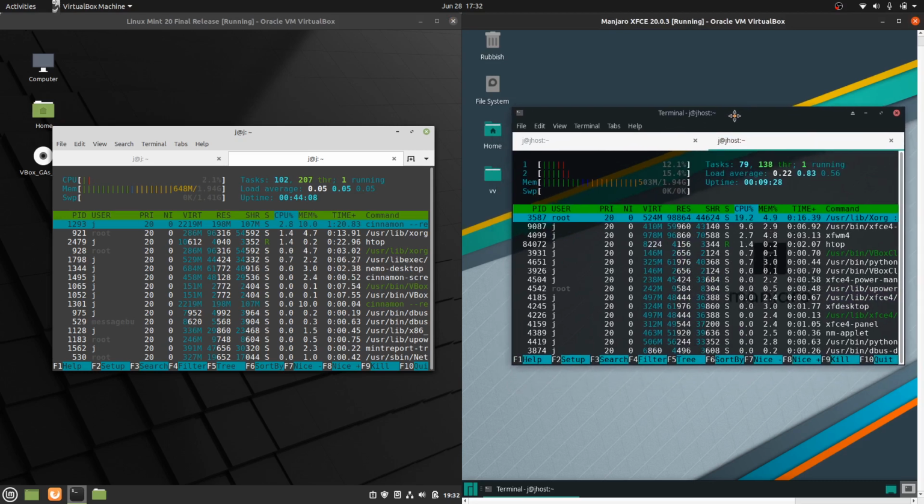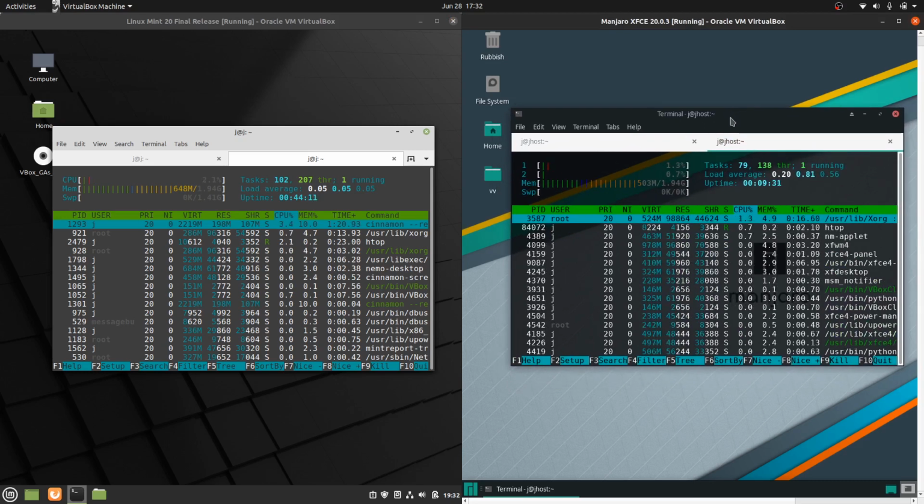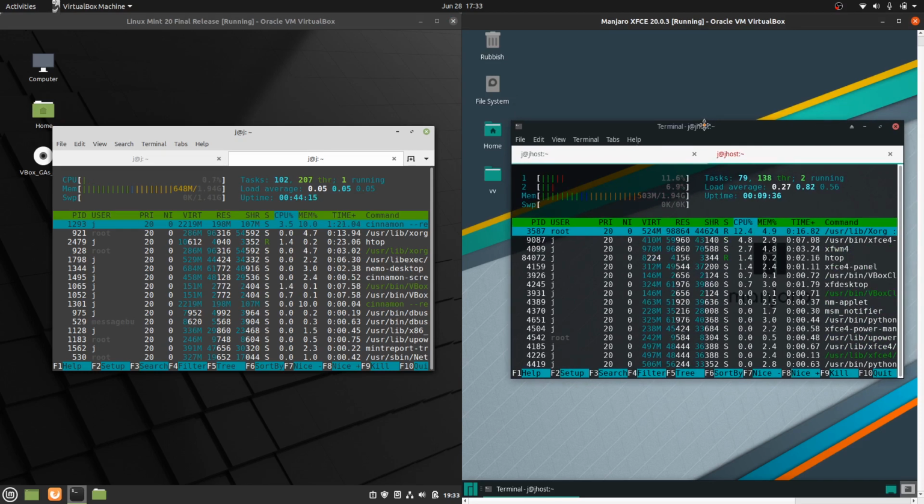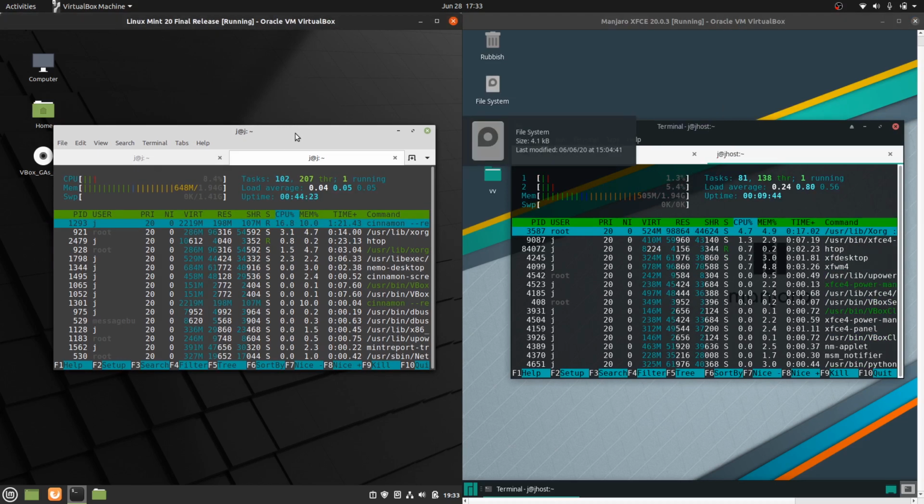They have the same RAM allocation, although I do have an extra CPU on the right-hand side for Manjaro at the moment. I don't know what I was thinking. But anyway, let's have a look here. They are mostly just idling out for CPU, as you can expect for any operating system booted from scratch just a few moments ago.